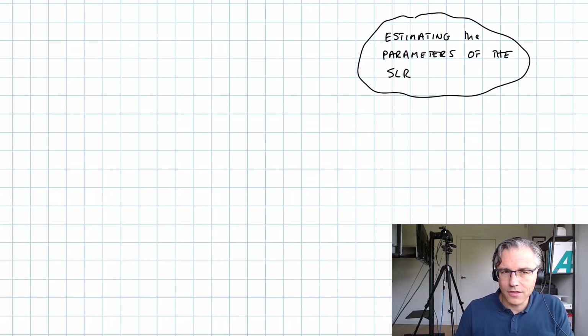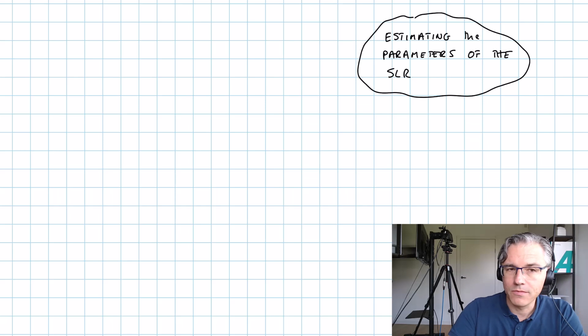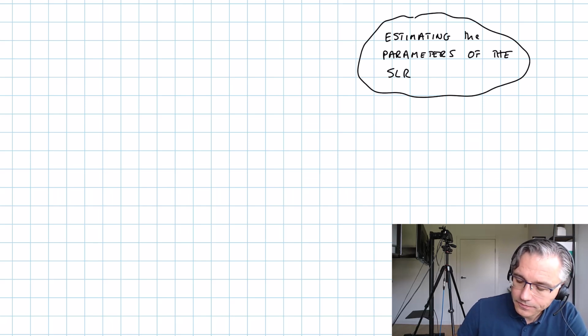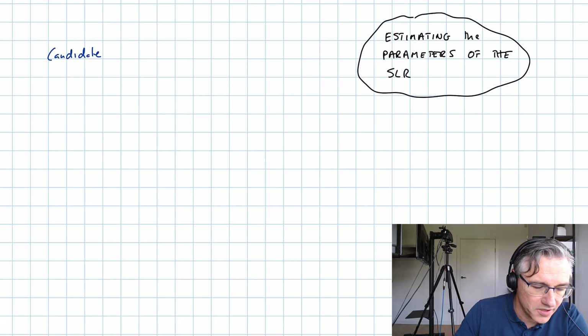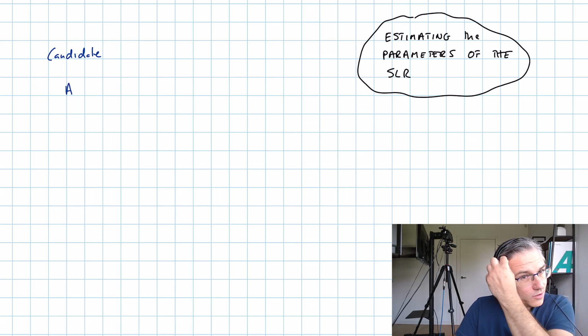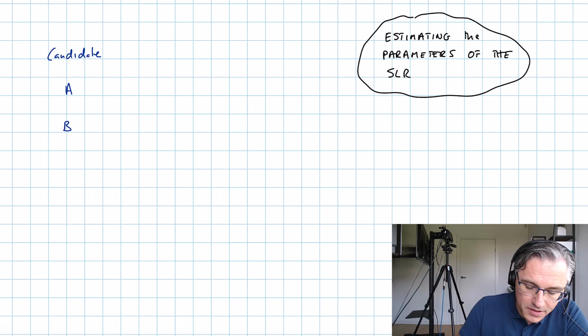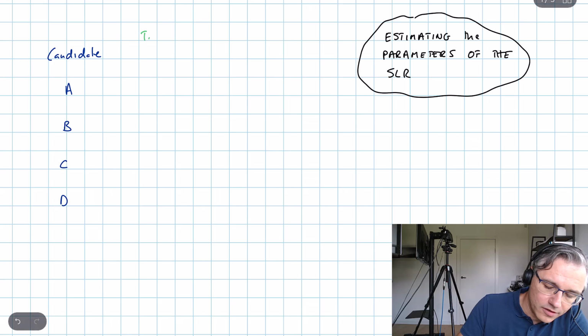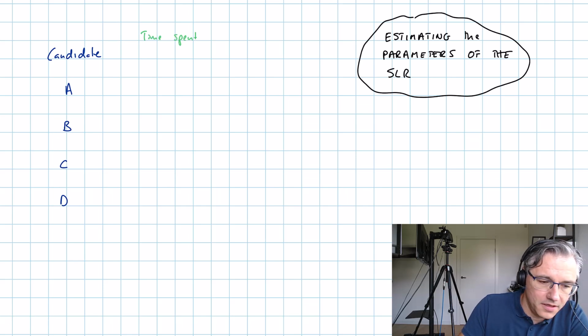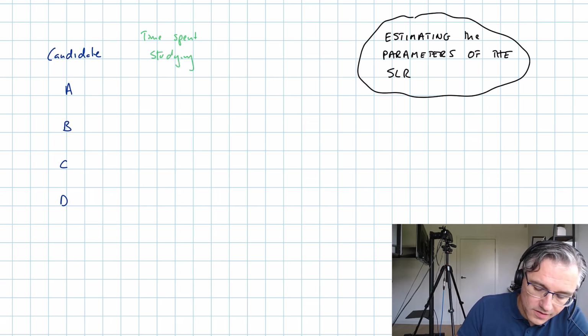In the previous video where we introduced simple linear regression, I gave you a very simple example. I'm going to recreate this example right now. That was where we had 4 candidates in the CFA Level 1 exam, obviously completely hypothetical. We called them A, B, C, and D. We jotted down the time spent studying, and this was absolutely fictitious.